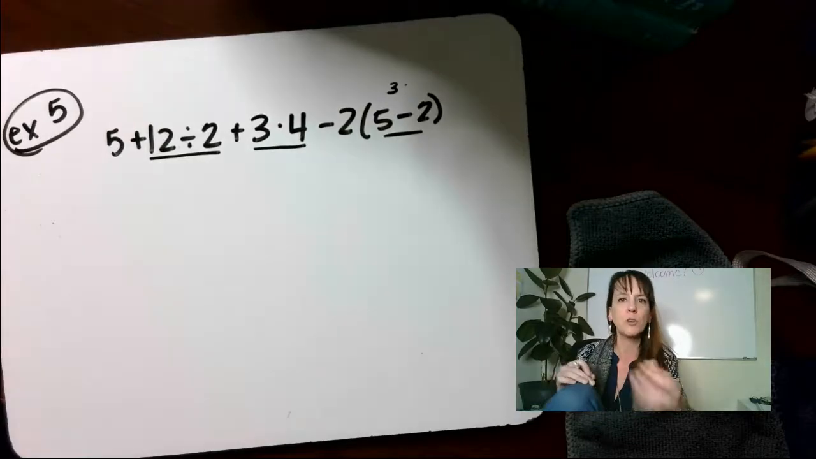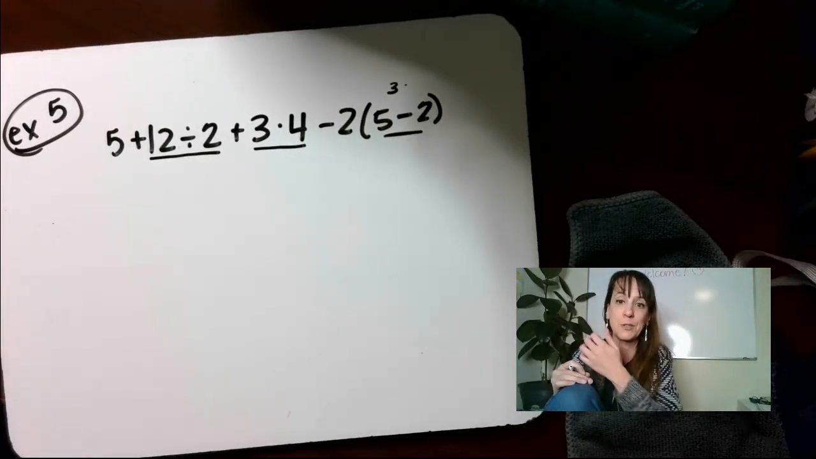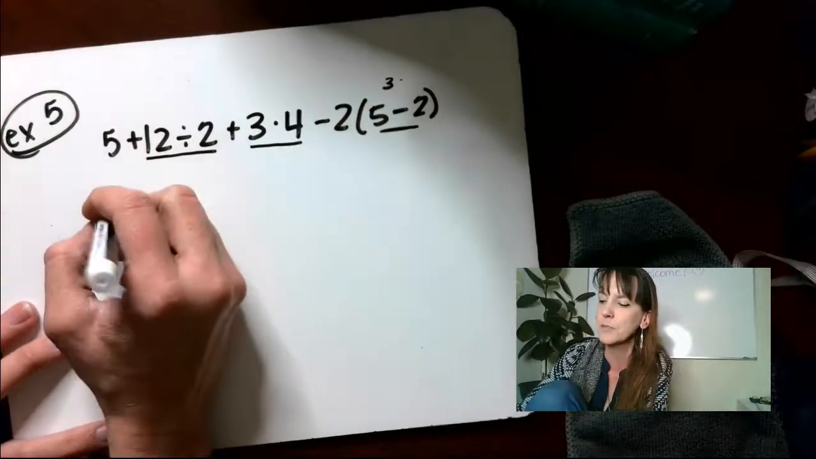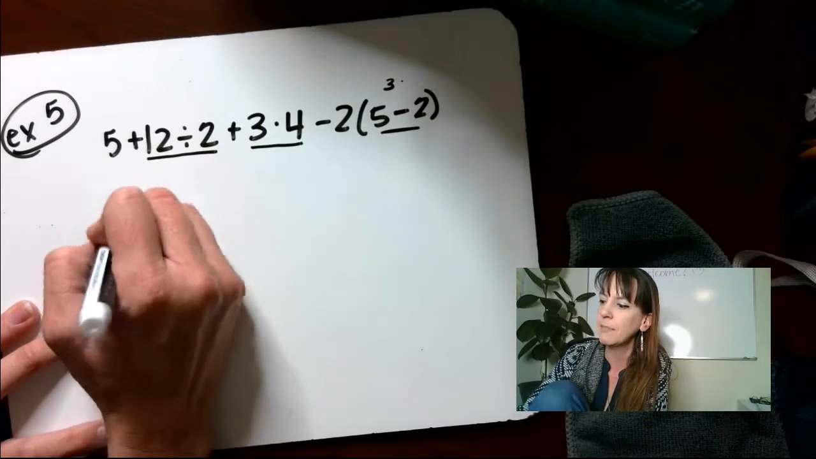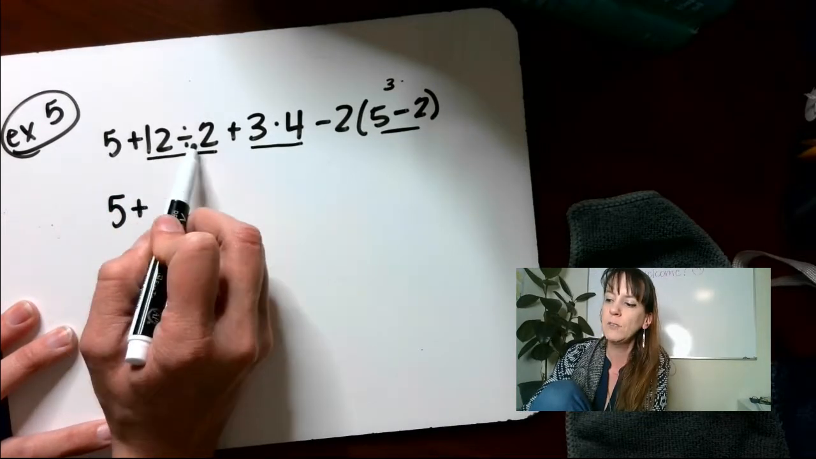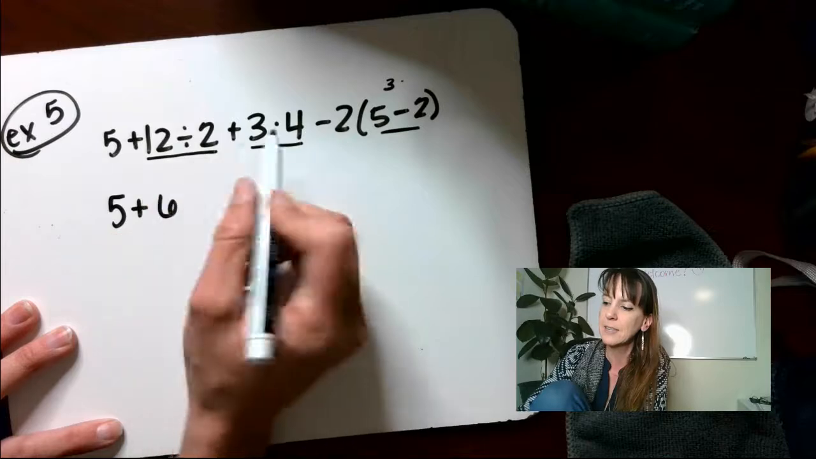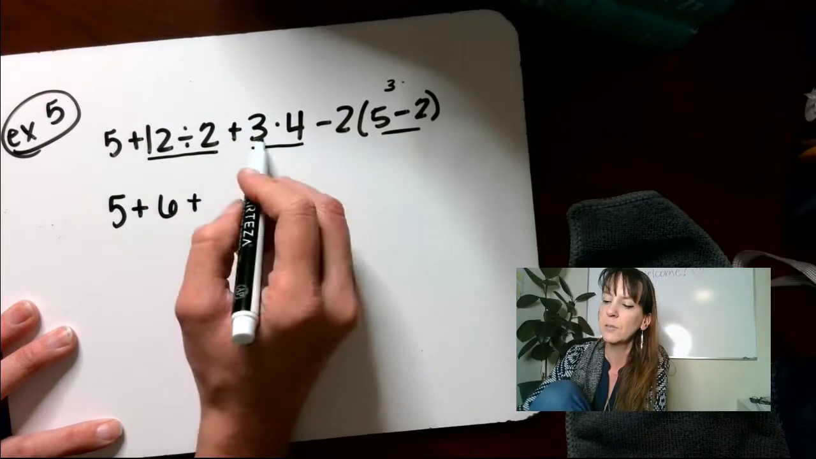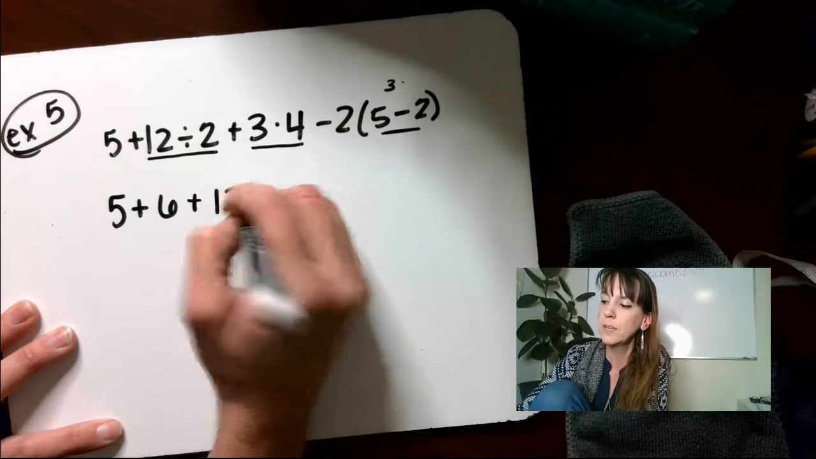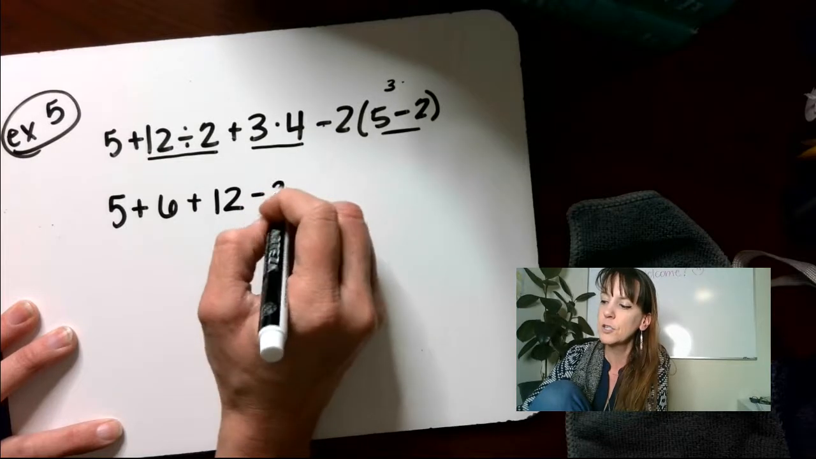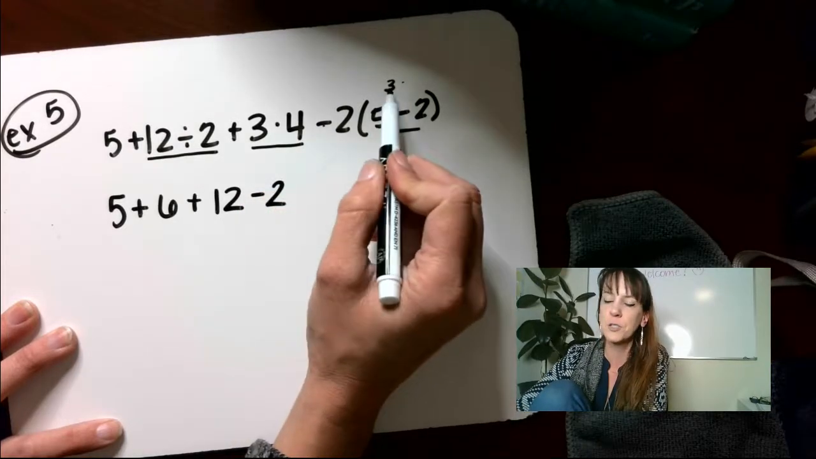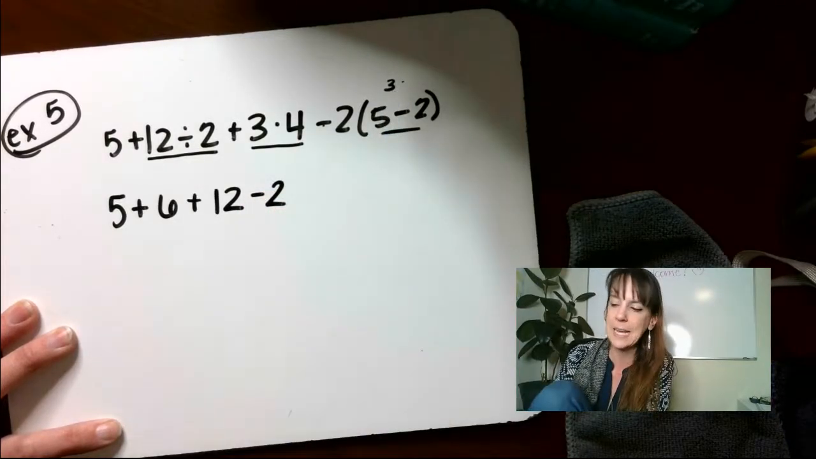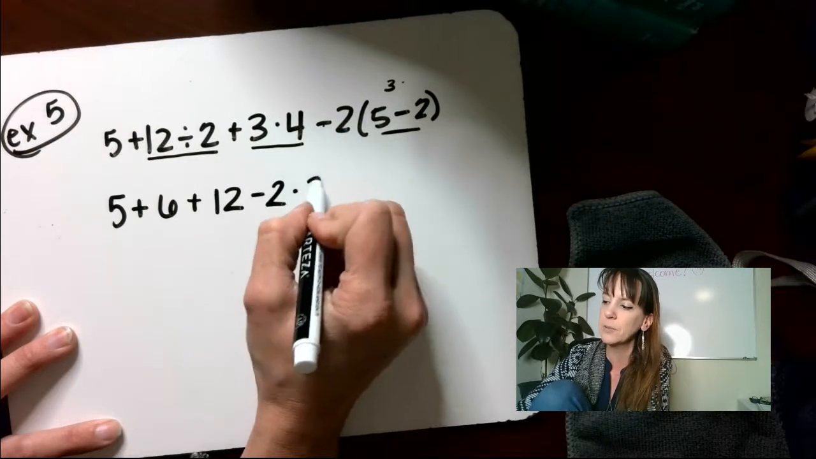So notice how I'm underlining what I'm doing. This is really important as your teacher. I want to be able to see what you're doing. So what we're going to do is 5 plus 12 divided by 2 is 6, plus 3 times 4, which is 12, minus 2, and then everything in there is 3. So I'm done within those parentheses. I'm going to take them out, but the operation going on there is 3.